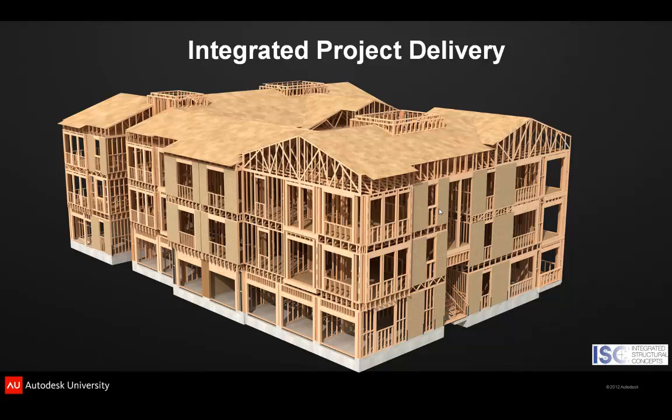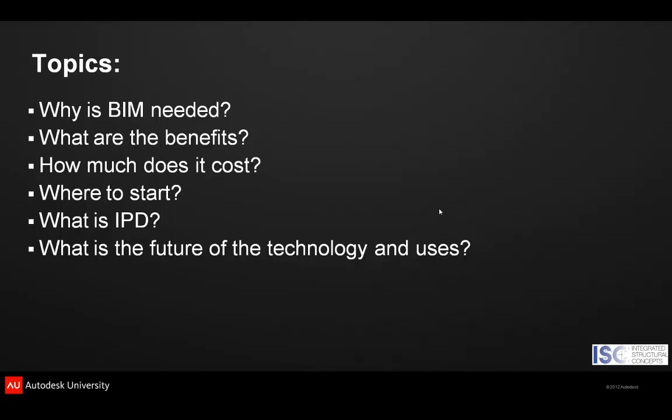In the examples we will show later in Module 2, we explore the uses of BIM and IPD, which harnesses the power of technology, combined with dynamic cross-functional teams. Some of the topics we'll cover include the need for BIM, the benefits, costs, where to start, IPD, and the future of the technology and integrated processes for the construction industry.